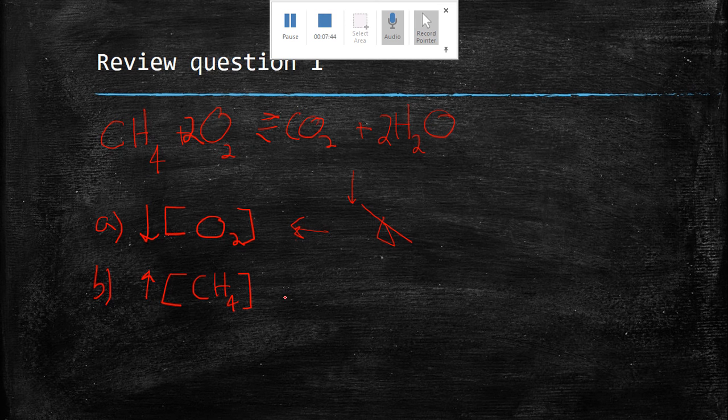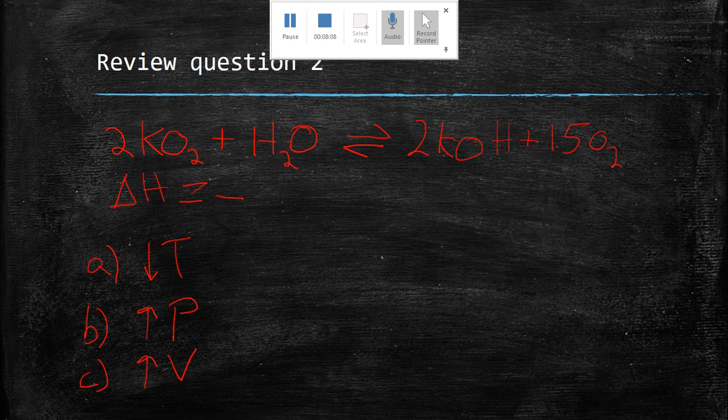Meanwhile, if we increase the concentration of methane, we're tipping the scale the other way. And so in order to counterbalance it, we're going to have to put in more products, and in order to do that, the reaction is going to have to shift to the right and produce more carbon dioxide and water and have less methane and oxygen.